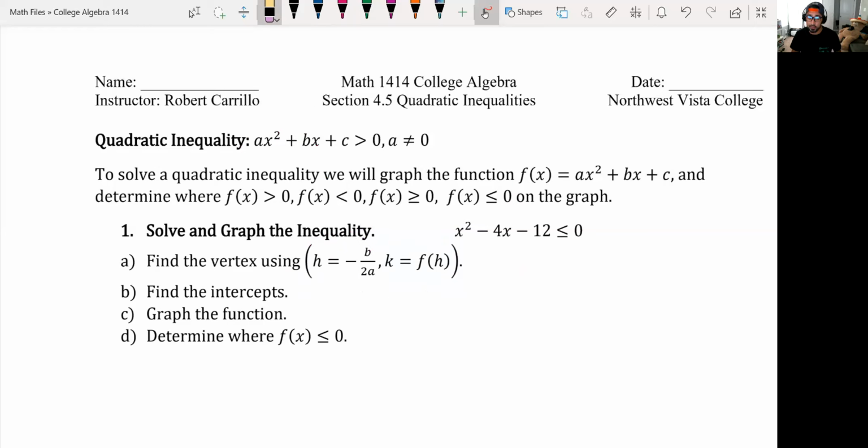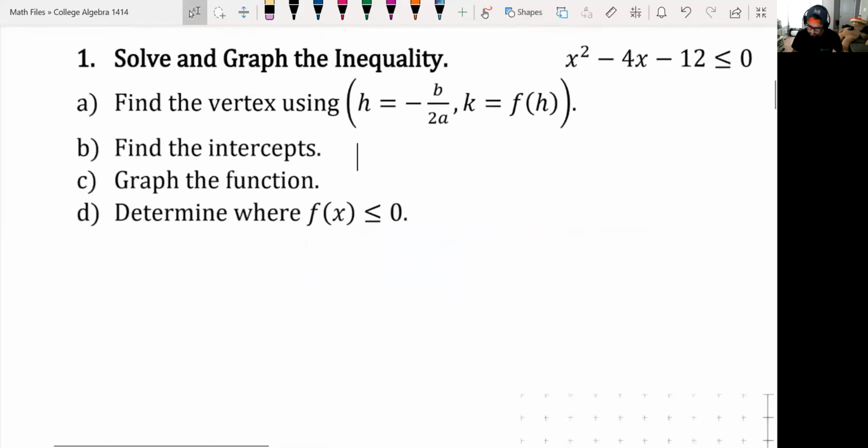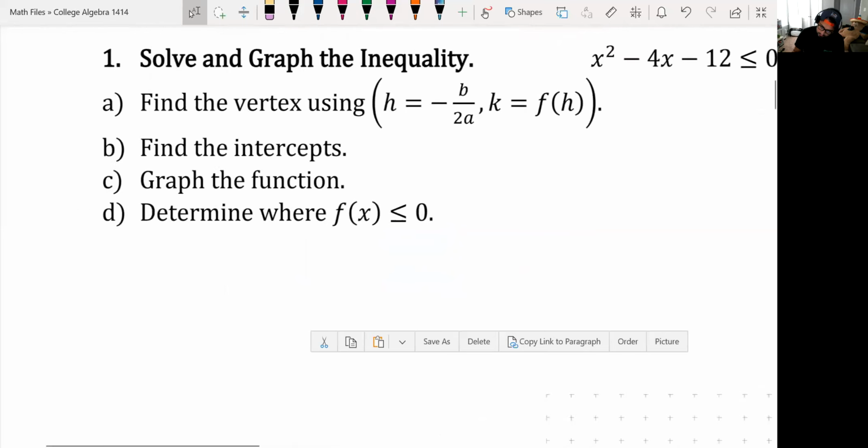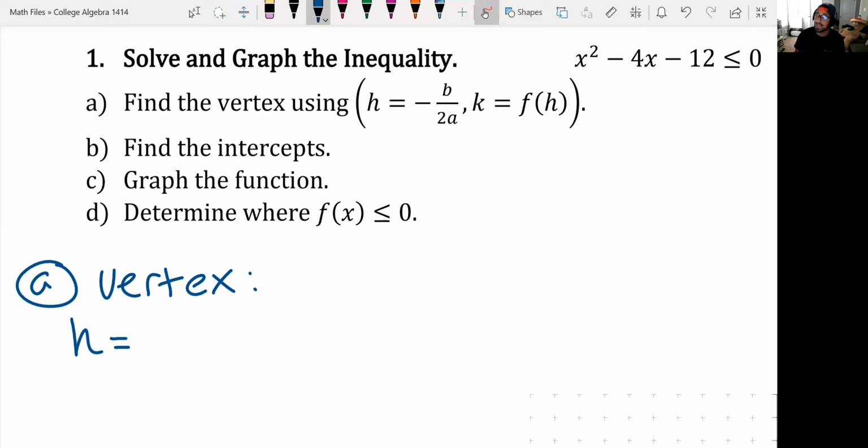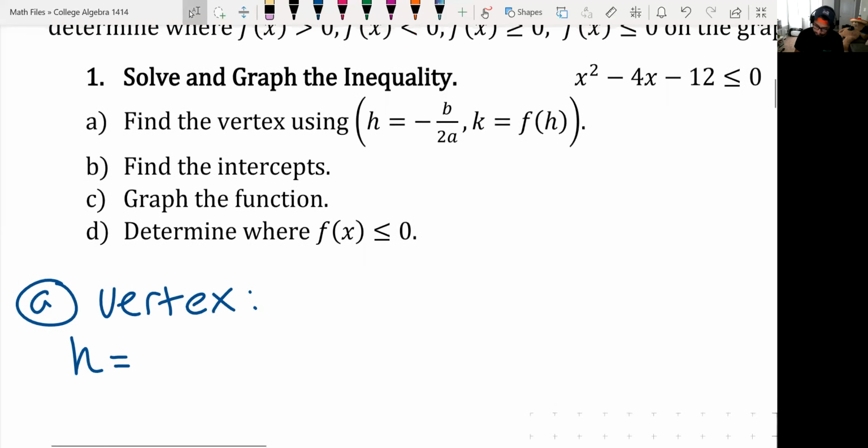All right, so let's get started. Write it down. So A, we're going to find the vertex. So first thing we want to find is h. So let's say vertex, and we're going to look for h. h is negative b over 2a. Negative b over 2a.